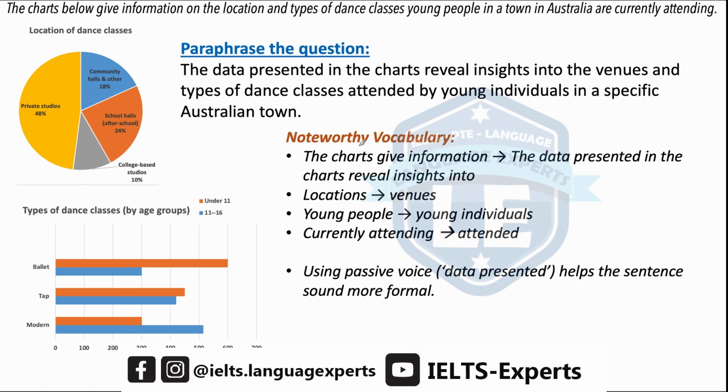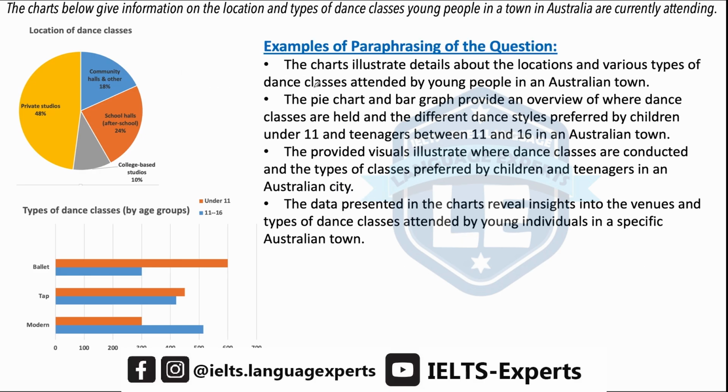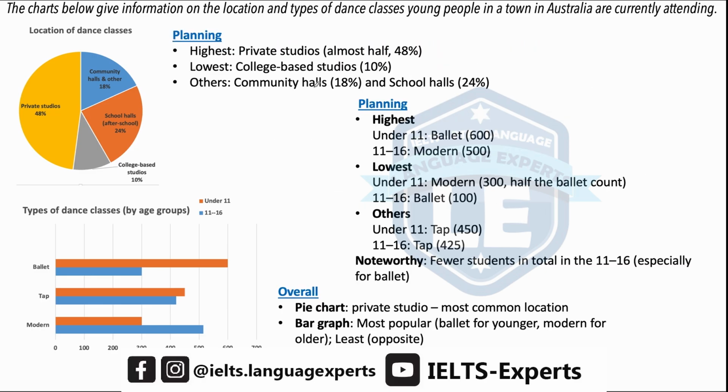And in this paraphrasing example, I have used passive voice. So I've written, the data presented in the charts reveal insights into the venues and types of dance classes attended by young individuals in a specific Australian town. So these are a few different ways of paraphrasing that we have seen. Choose whichever approach you are most comfortable with. Next, we have to write the overall statement. This is the planning that we have.